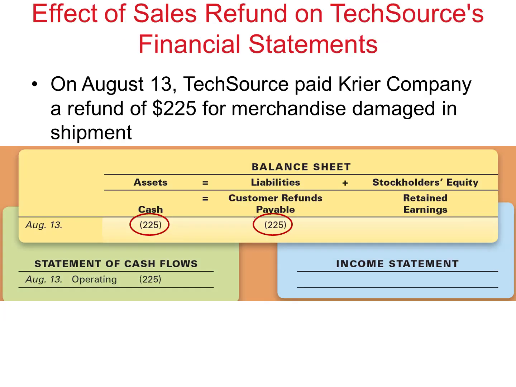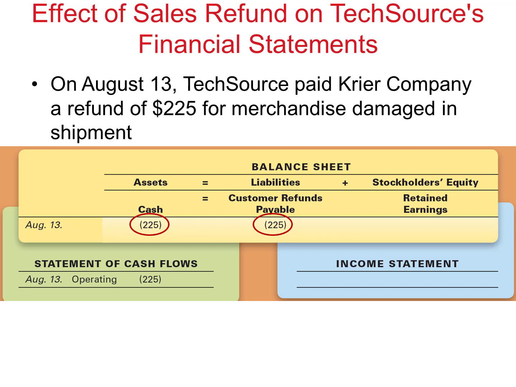Over the next several slides, we're going to be talking about refunds, but sales refunds from the perspective of the seller. In this case, TechSource is refunding money. On August 13th, TechSource pays Krieger Company a refund of $225 for merchandise damaged in shipment. Notice that the merchandise was damaged. Therefore, the merchandise is not going to go back to inventory.